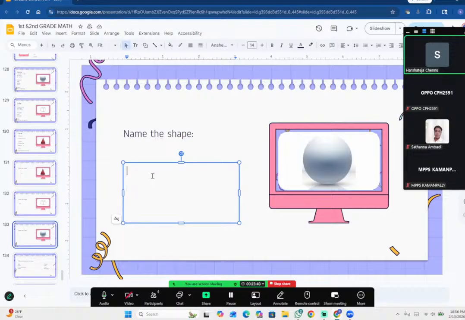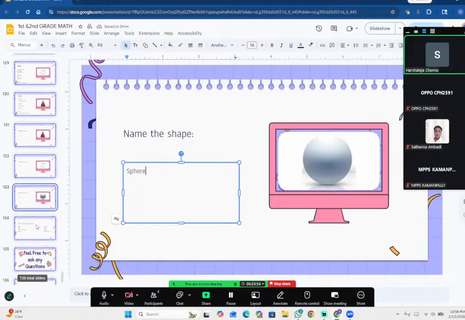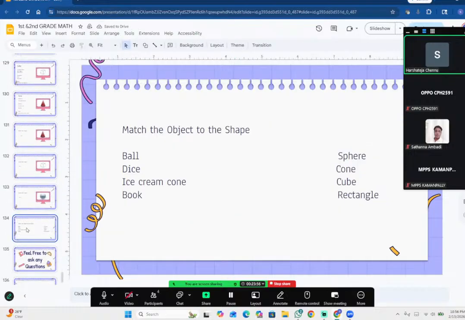So there's no edges, no corners, and it looks like a ball, so it can roll. So we would call this a sphere. Okay. So match the object to the shape.